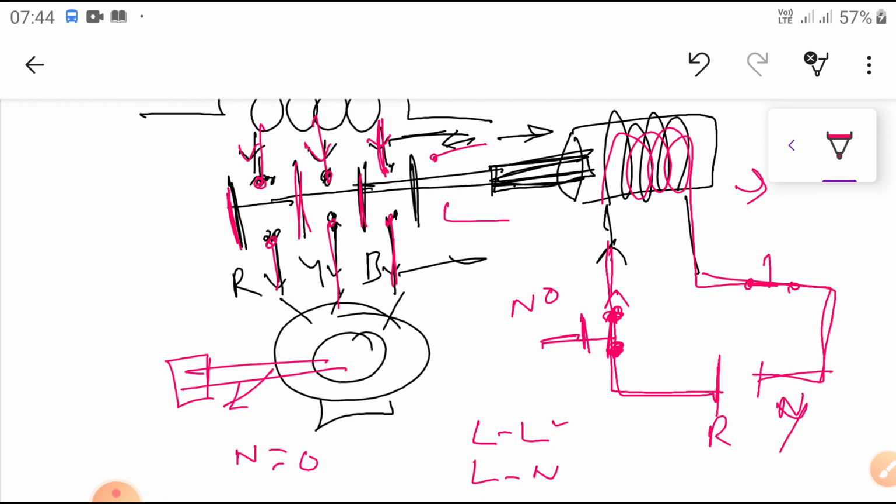Then inside, the flux is produced. The flux will try to pull these contacts inside. Once it comes inside in this direction, it will come and short this way. Shorted here. Then the current is flowing here, and the motor will run. Now if I want to stop it, then due to the spring action, it will come and go back here.